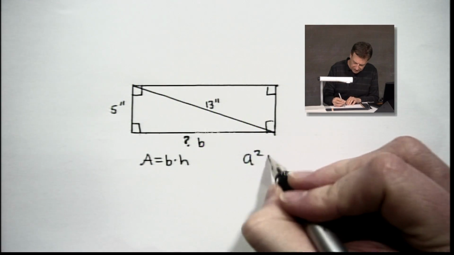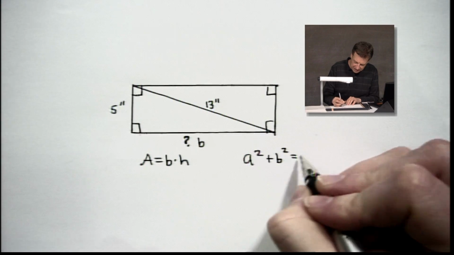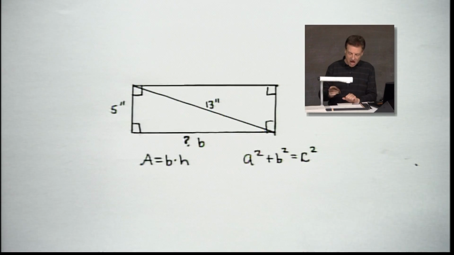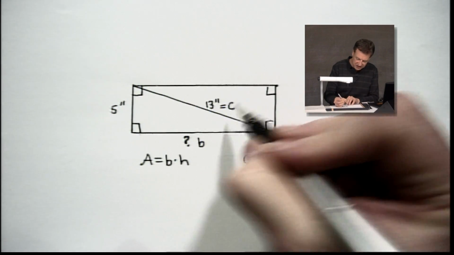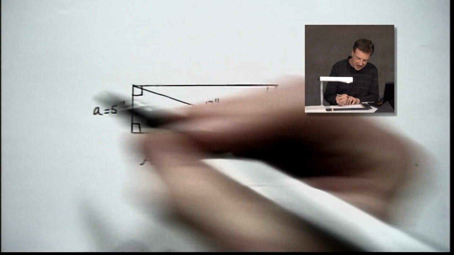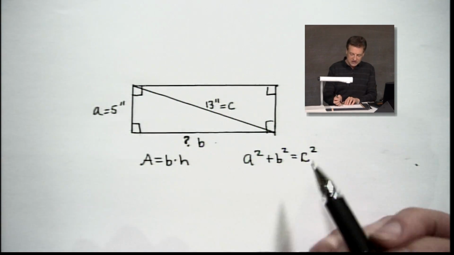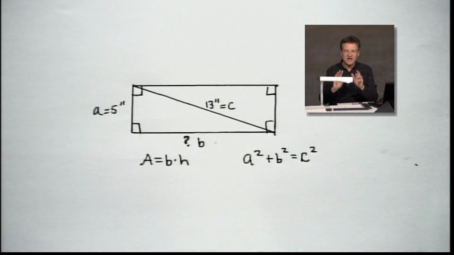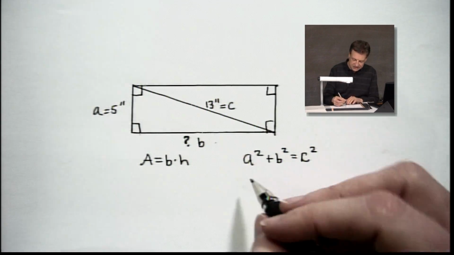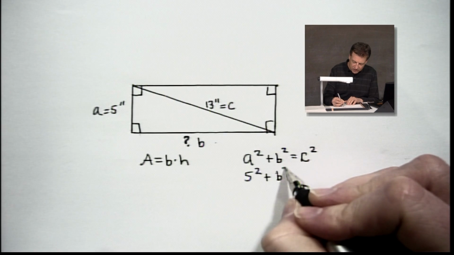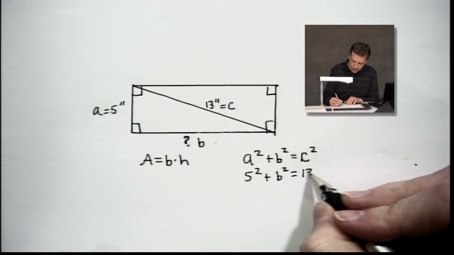It's A squared plus B squared equals C squared. I was about to put C in there. Our C is always the hypotenuse, by the way. So there's C. And this is A right there, okay? So that's our story. We've got to figure out what B is. Well, if we know A and C, it's always easy to find that third variable. So let's put it in there. 5 squared plus B squared equals 13 squared.